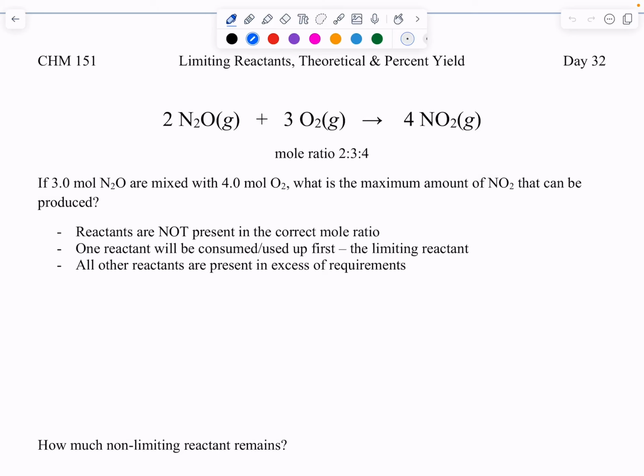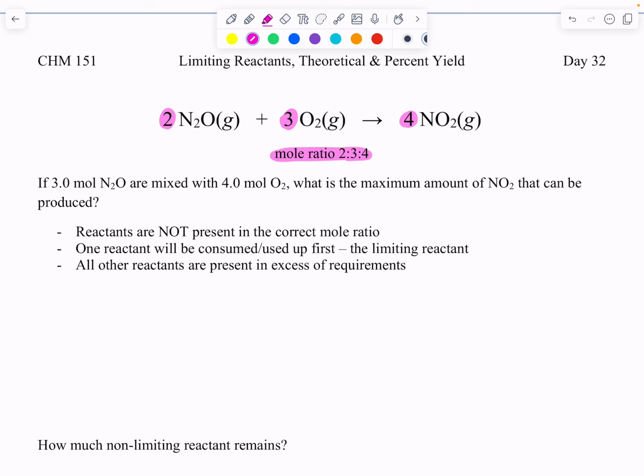We're talking about limiting reactants today, also theoretical and percent yields. This is a big topic. We have a reaction here: N2O, dinitrogen monoxide or nitrous oxide, reacts with oxygen gas to make nitrogen dioxide. If you notice the balanced chemical equation, there's 2, 3, 4. So there's your mole ratio, 2 to 3 to 4, right?